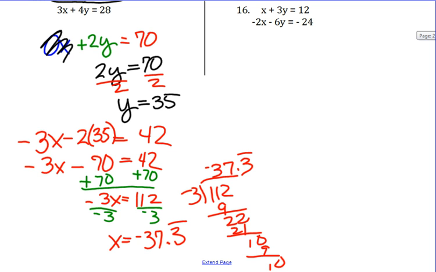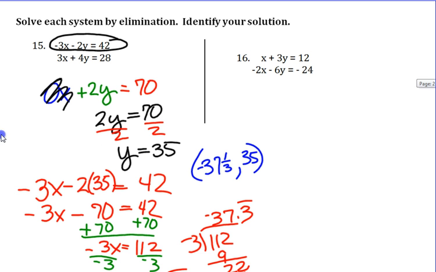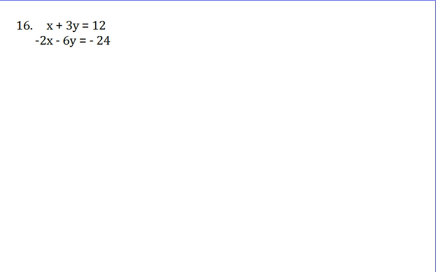All right, so what we found is the solution to this is going to be the ordered pair negative 37 and a third, or 37.3 repeating, and 35, okay? So that is how you solve these, to say, okay, I can solve for one value. Now let's look at another example.